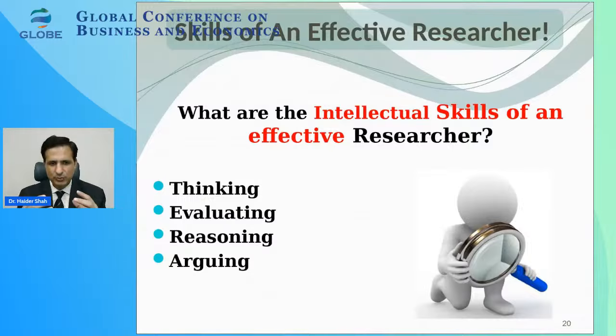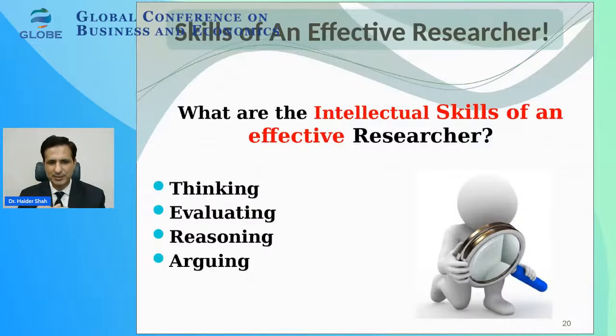Once you do that, then you reach the reasoning level, where you develop reasons for it: what study X has said about it, what study Y has said about it, what study Z said about it. So you will come up with three or four reasons for it. Based on those reasons, you build an argument for your research study. So this is a systematic and scientific activity.